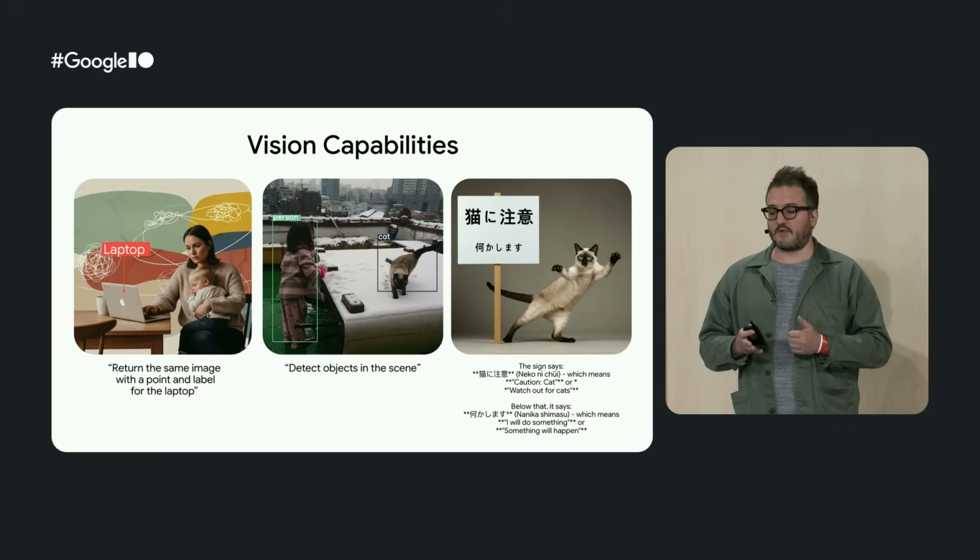From a vision standpoint, a couple of things to highlight. We have object detection. We can do bounding boxes, which is quite important if you want to use Gemma in IoT use cases or robotics use cases. And again, as I mentioned, we have multimodal translation from image input, and we'll show you more demos in the rest of the presentation.